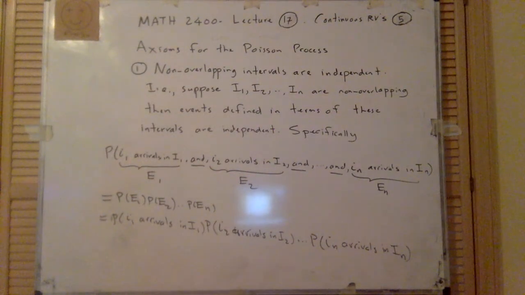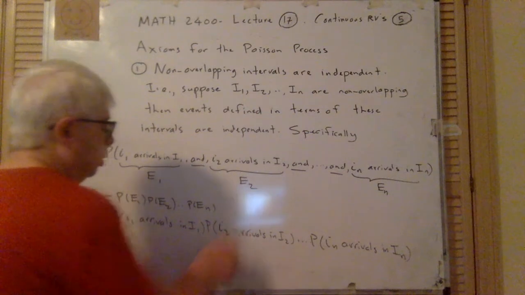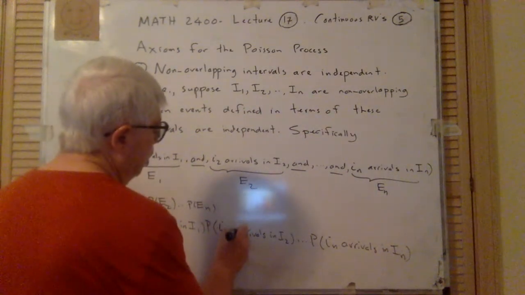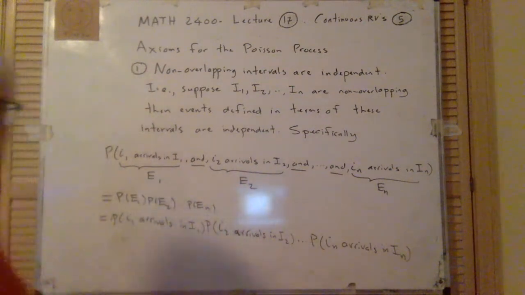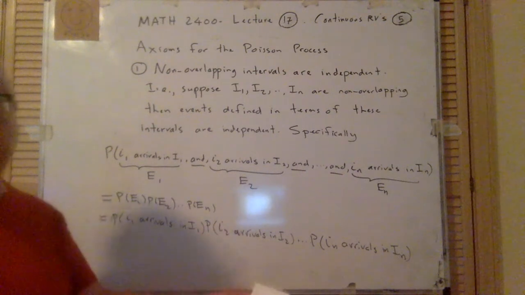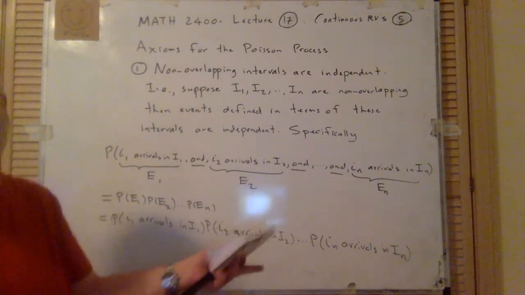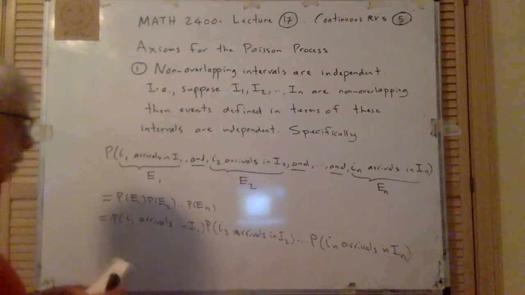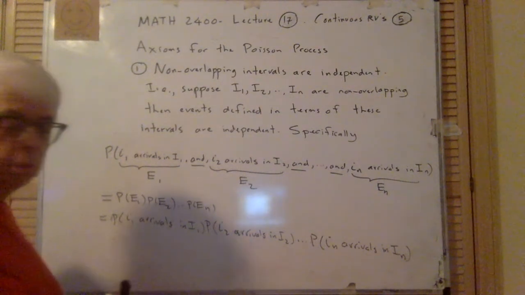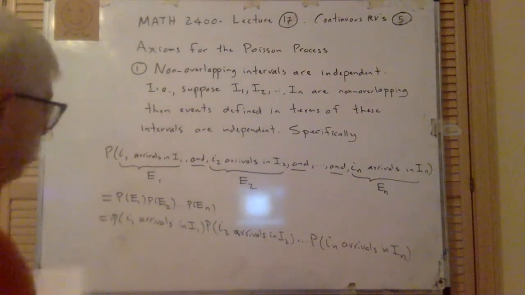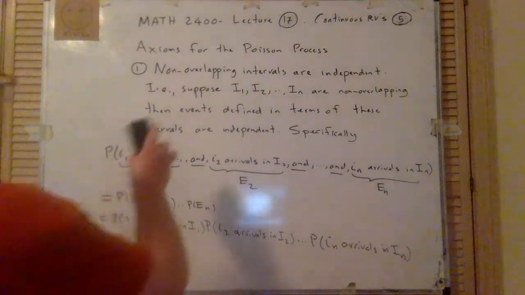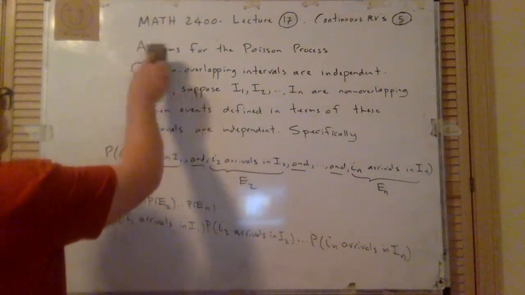So arrivals in different time intervals, if they don't overlap, are independent. There might be nothing here, 10 million here, nothing, 10 million, or something, 2, 4, 5, whatever. So these events are independent, so we will get this multiplication. I'm using that multiplicative law. So that was the first axiom.